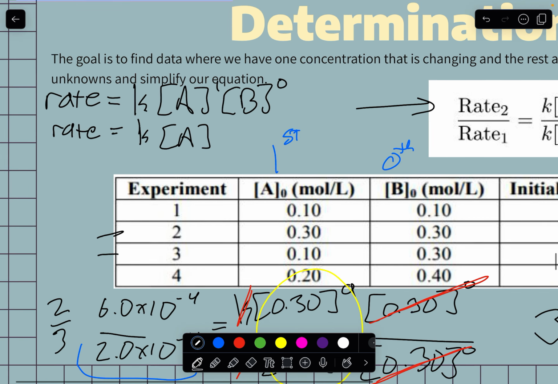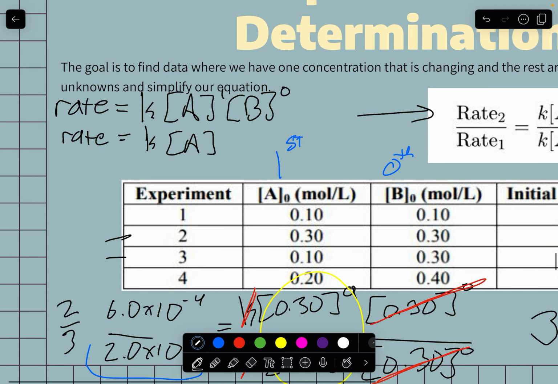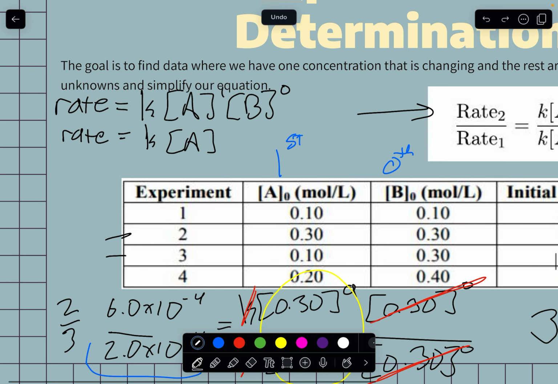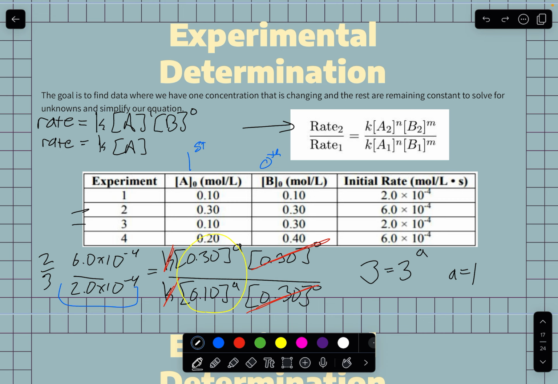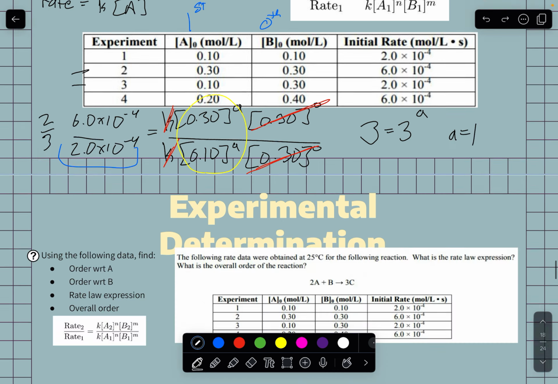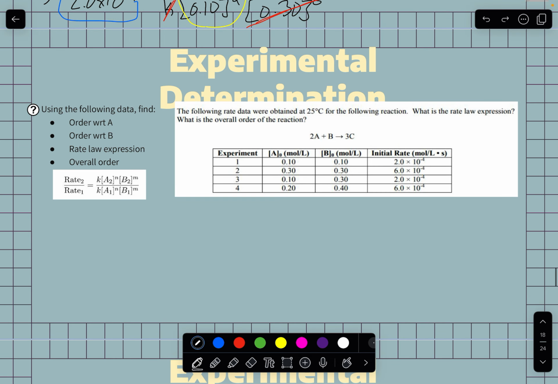All right, so from this data, we found our rate law, and then our overall rate, right, if we add those together, 0 plus 1 is 1. So we have our rate law, and our overall rate for the reaction is 1. Okay, so that is all we are doing with this. I'm going to leave this one for you to do. Okay?